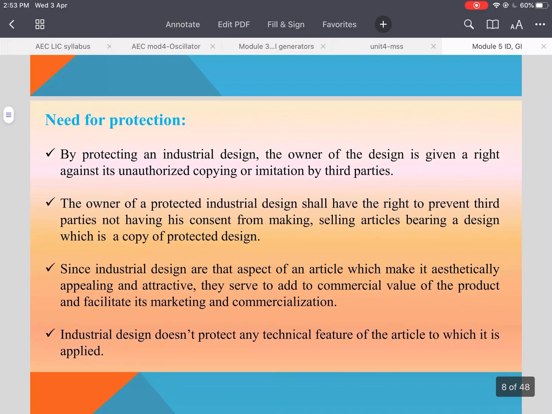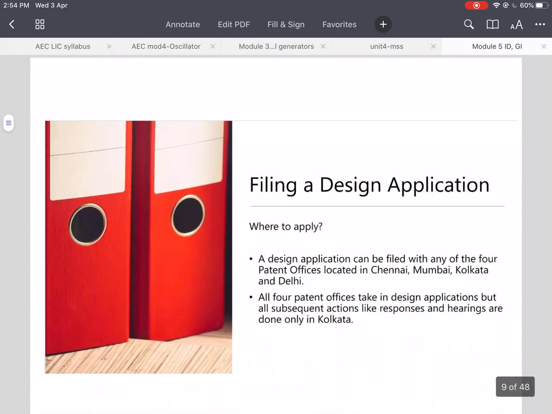So what is the need for this kind of protection? By protecting an industrial design, the owner of a design is given a right against its unauthorized copying. The owner of a protected industrial design shall have the right to prevent third parties not having his consent from selling or making copies of it. Since industrial designs are the aspect of an article which makes it aesthetically appealing, they serve to add to commercial value. It does not protect any technical features of a product. This you need to keep in mind.